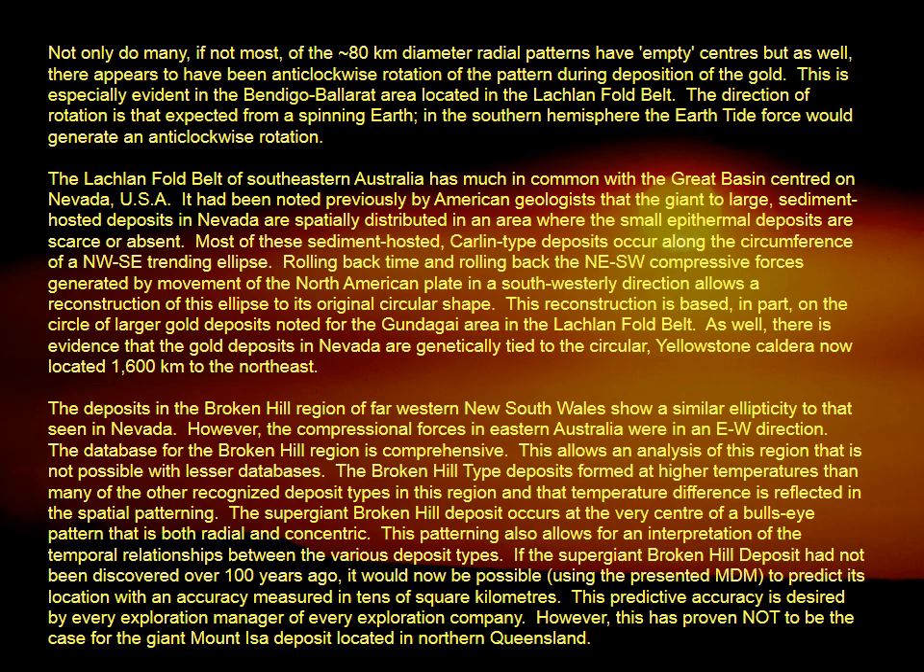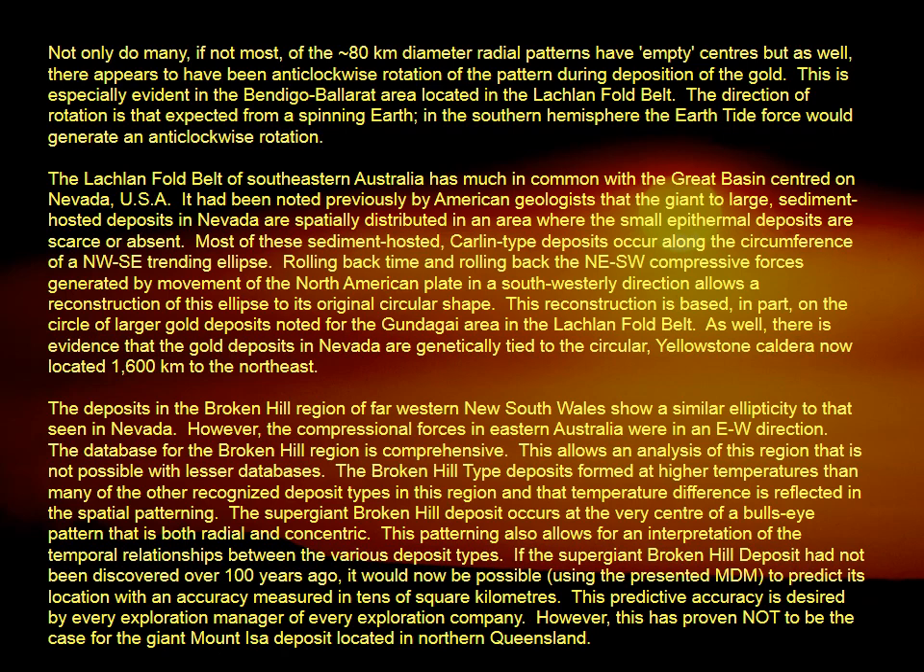The database for the Broken Hill region is comprehensive. This allows an analysis of the region that is not possible with lesser databases. The Broken Hill type deposits formed at higher temperatures than many of the other recognized deposit types in the region, and that temperature difference is reflected in their spatial patterning. The supergiant Broken Hill deposit occurs at the very center of a bullseye pattern that is both radial and concentric. This patterning also allows for an interpretation of the temporal relationships between the various deposit types.